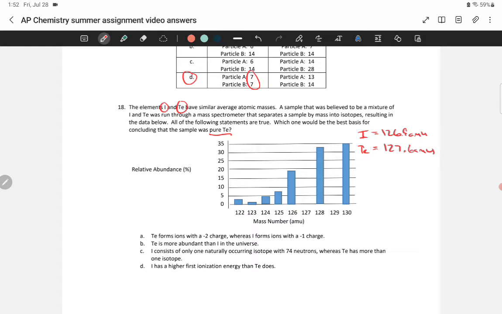So again, these two numbers that I threw out here are averages from the periodic table of all the isotopes of those two. This one here deals with charges. Charges have nothing to do with the information provided. Abundance in the universe, this graph has nothing to do with that information.